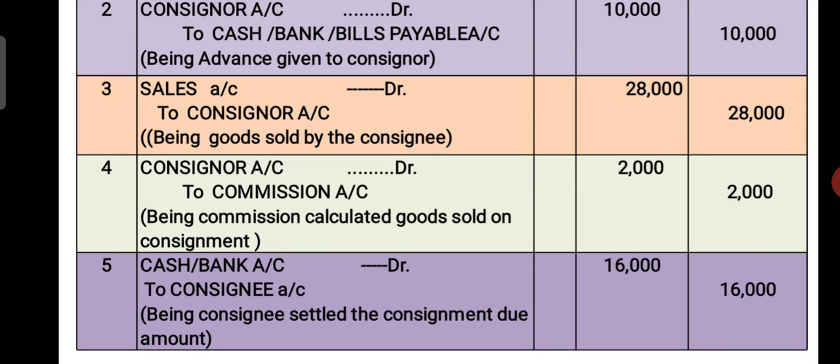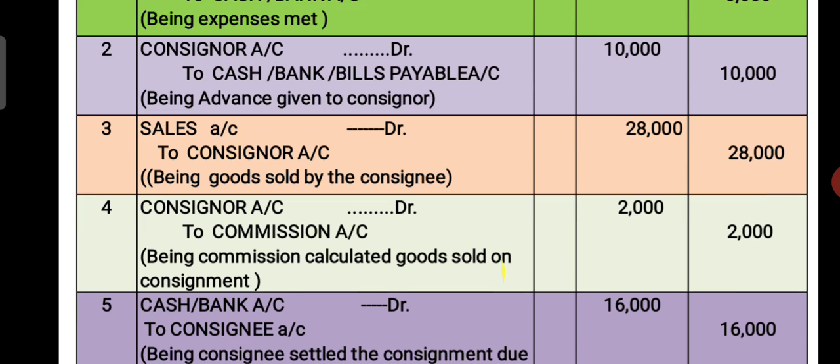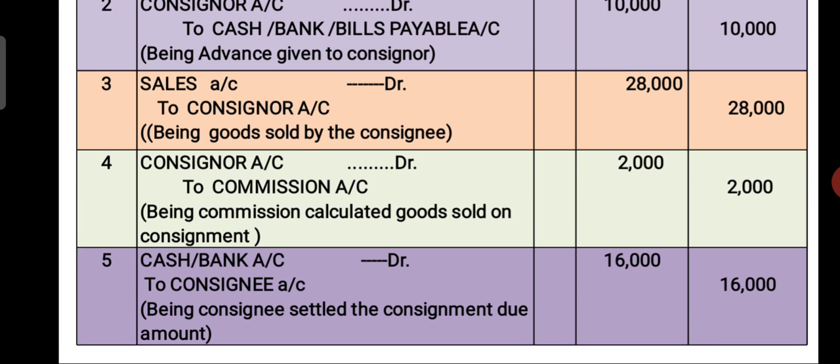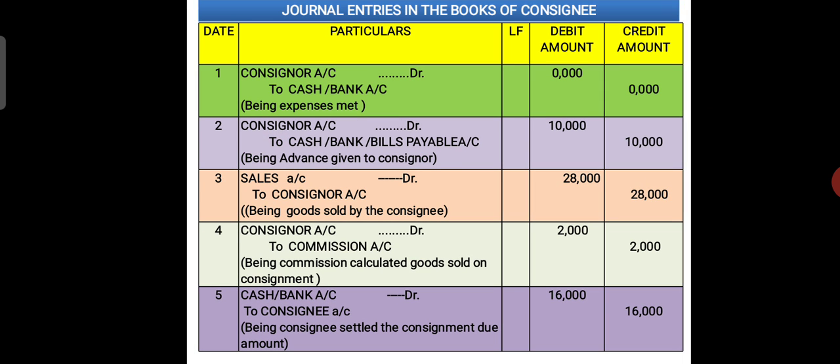Dear students, the last entry is wrongly printed here, so make it correct as the second entry. How is the second entry? Consignor account debit to cash or bank account. Similarly, write in the fifth entry, consignor account debit to cash or bank account. Okay students, like this we can prepare the journal entries in the books of consignee.